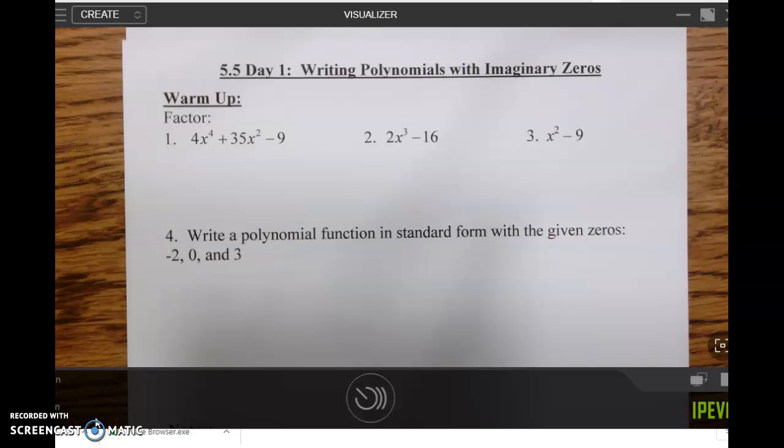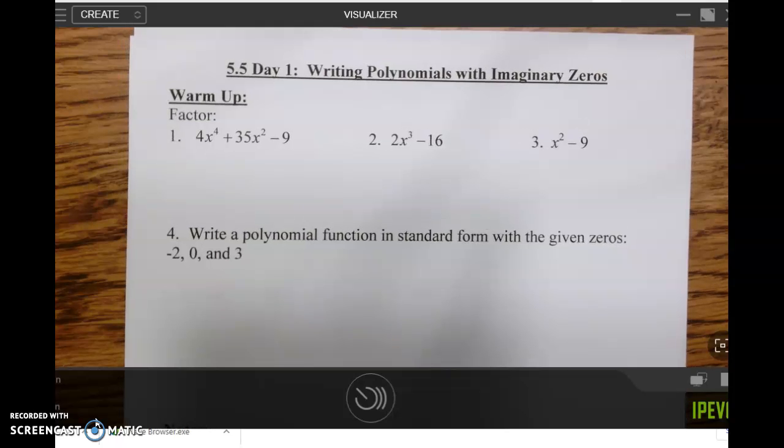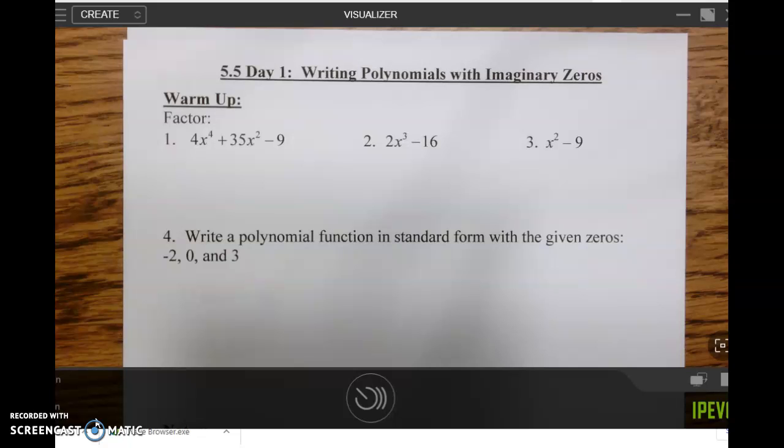Alright, today we're writing polynomials with imaginary zeros. And you wrote polynomials for the 5A test, so this is something you've seen before. We're starting with a warm-up, and the warm-up says to factor. Notice it doesn't say to solve, it just says to factor. And the quiz that you have coming up next week, next Wednesday, you will also be factoring.